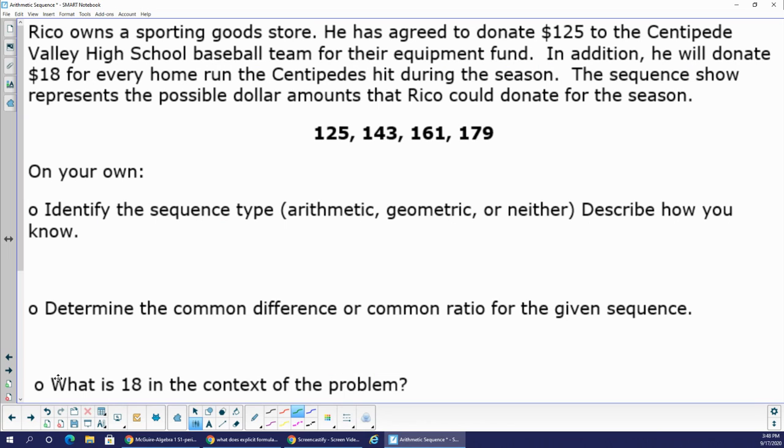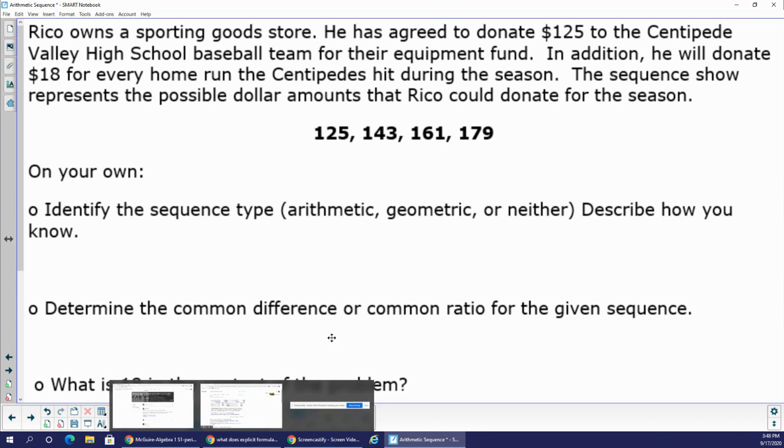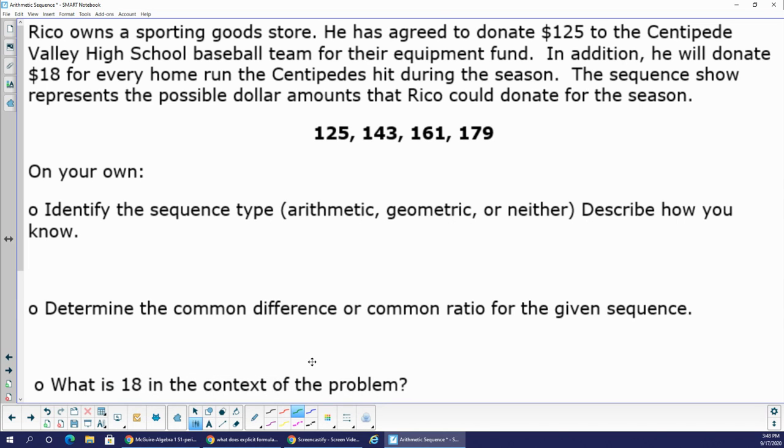All right, we're going to jump right into an example. We're pretty much just doing one big example in this video, a lot of different components to it, and then we'll wrap up this lesson. So it says Rico owns a sporting goods store, and he has agreed to donate $125 to the Centipede Valley High School baseball team for their equipment fund. In addition, he will donate $18 for every home run the Centipedes hit during the season. And it says the sequence shown below represents the possible dollar amounts that Rico could donate for the season.